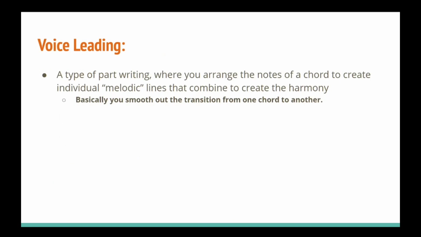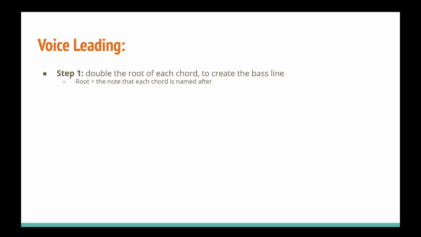So voice leading is basically just a way of smoothing out the transition from one chord to another. It helps make your harmonies sound much smoother and even a bit more cinematic. The steps for voice leading are deceptively simple. First, we just need a chord progression. Here's a simple one that I came up with. Step 1 is to double the root of each chord to create the bass line. The root is the note that each chord is named after. This doesn't necessarily need to be the note you choose for your bass line, but we'll go over that in future videos of this series.